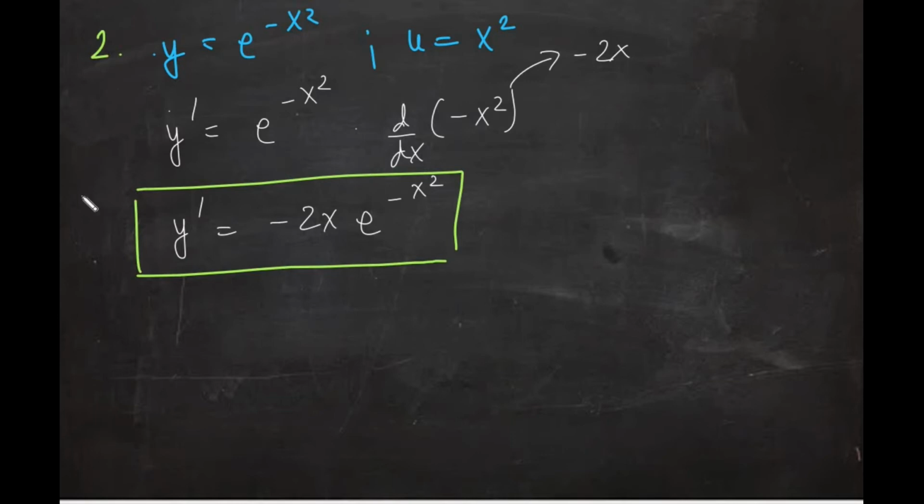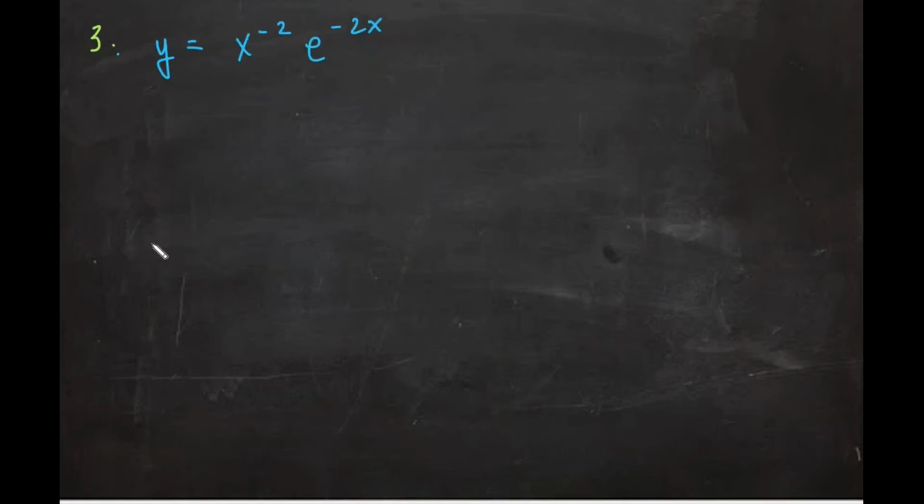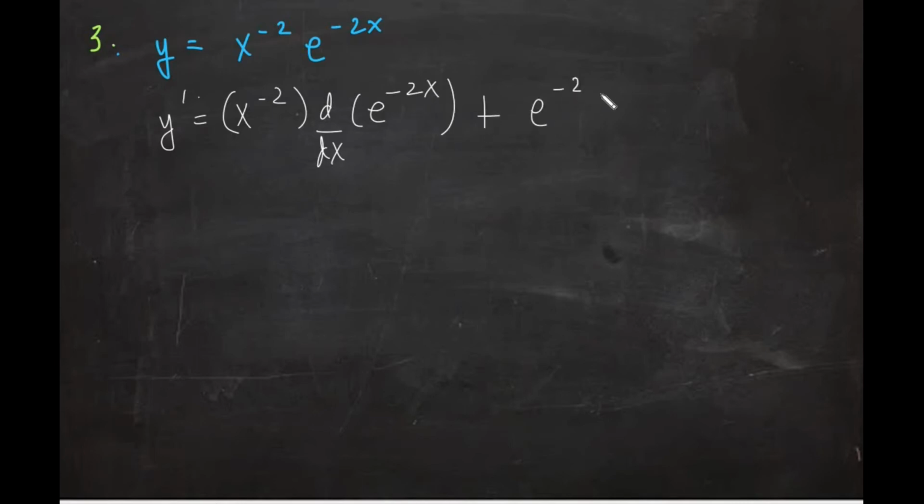Okay, so problem number 3. We have y is equal to x raised to negative 2 times e raised to negative 2x. For this problem, we will not apply the derivative of our exponential function first, but instead we will apply the derivative of a product. So we'll have y prime is equal to x raised to negative 2 times the derivative with respect to x of e raised to negative 2x, plus e raised to negative 2x times the derivative of x raised to negative 2 with respect to x.